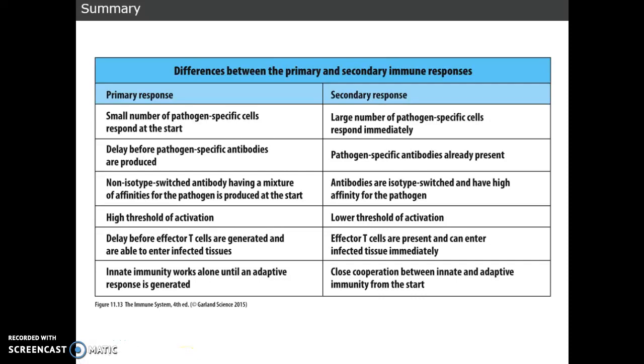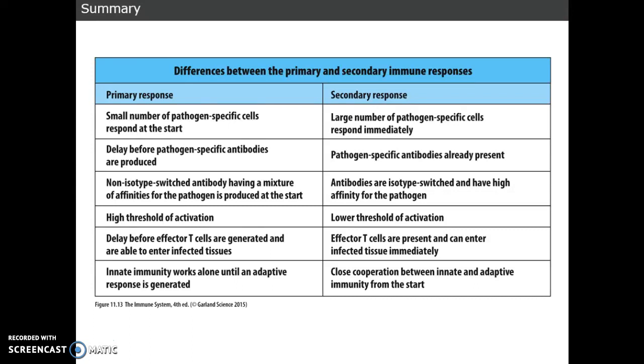Okay, part 3 of chapter 11 here starts off with a summary of the differences between the primary immune response seen here on the left and the secondary immune response on the right. And I'll just let you look through that. What you might find on the next exam is just a compare and contrast between primary and secondary.